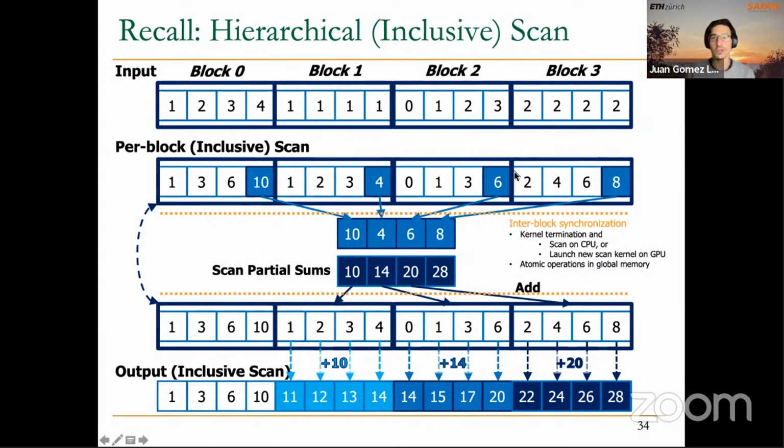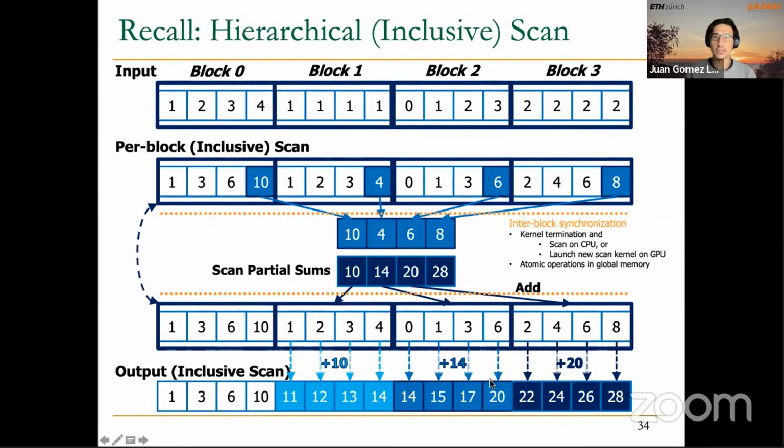Let's say the whole hierarchical scan, where we divide the input array into multiple chunks, assign them to different blocks, and so on. Then we said, after this first step where we calculate the per-block scans, we need to synchronize. We calculate the scan of partial sums, and then we synchronize again, and finally we launch the last kernel where we perform the additions, right?